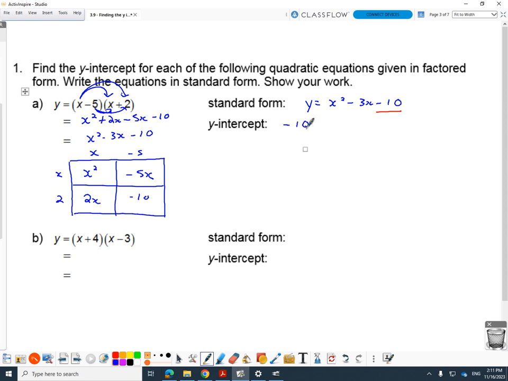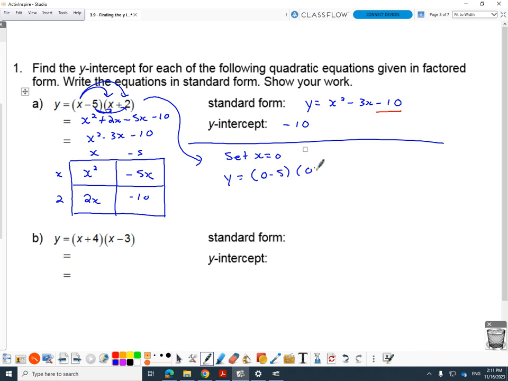However, you don't have to do that. You could get the y-intercept by going, oh, set x equals 0. And people who didn't expand would go, okay, 0 minus 5 times 0 plus 2, which is negative 5, times 2, which is negative 10. Do you see how these questions are set up? You get to practice all sorts of stuff at once, so you'll be so happy on the quiz because you'll know what to do. Can we do another one?